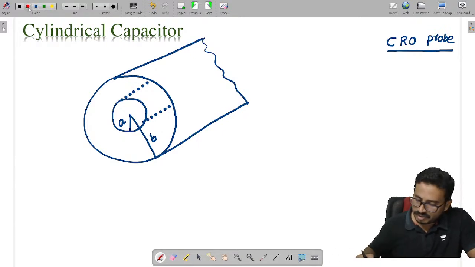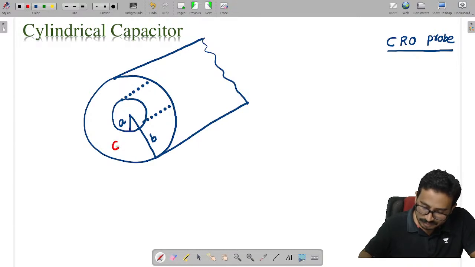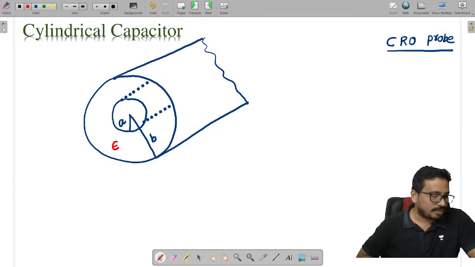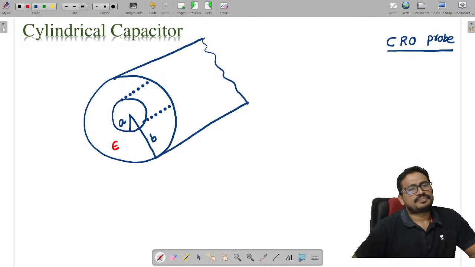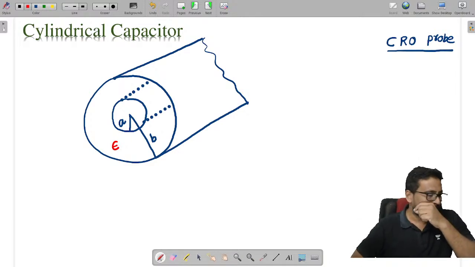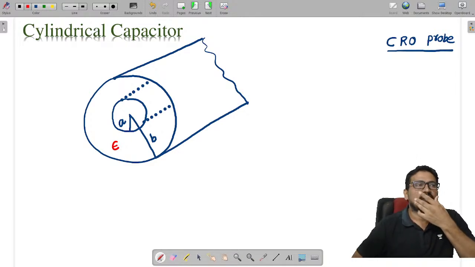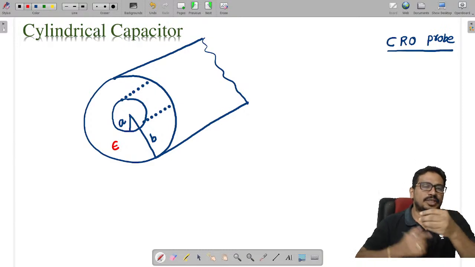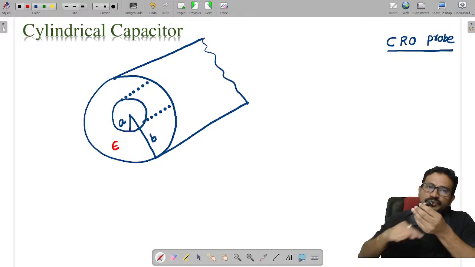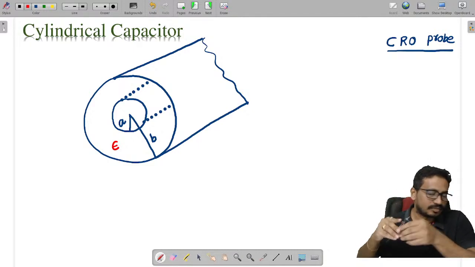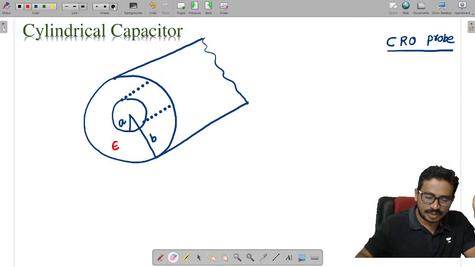The gap between the two conductors is filled with some dielectric. I think all of you might have seen coaxial cables. In the TV cable also you might see we have one inner conductor, which is covered by one white layer.